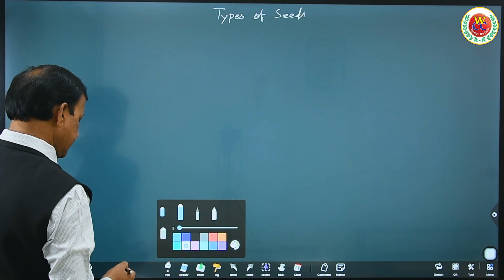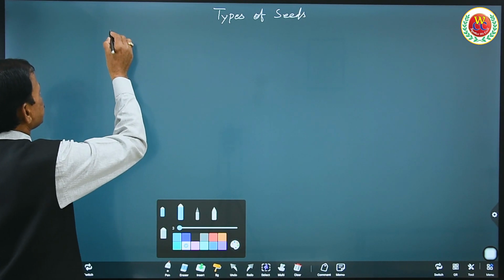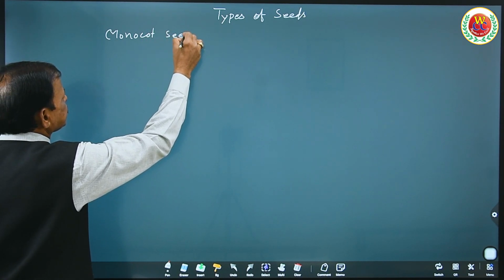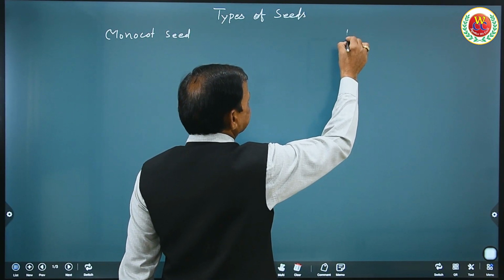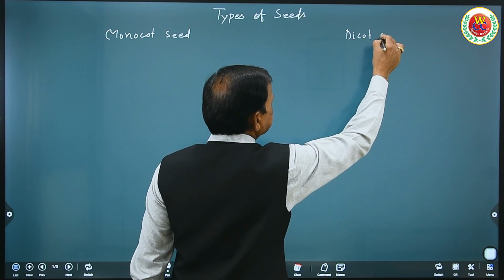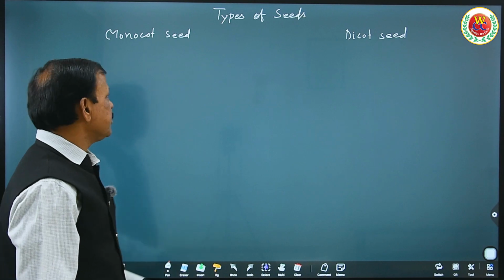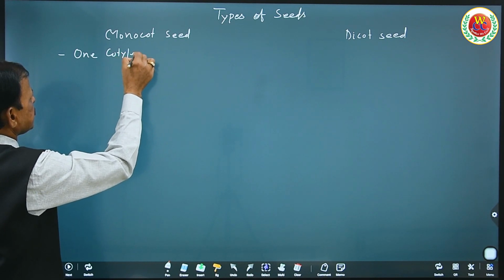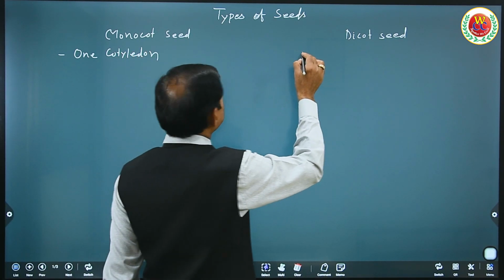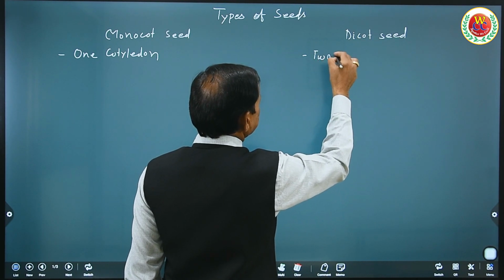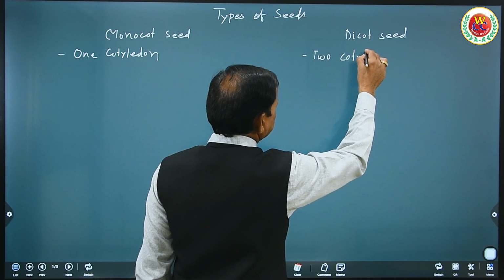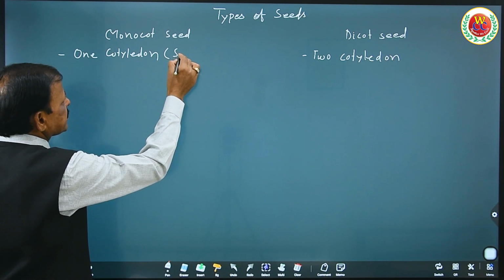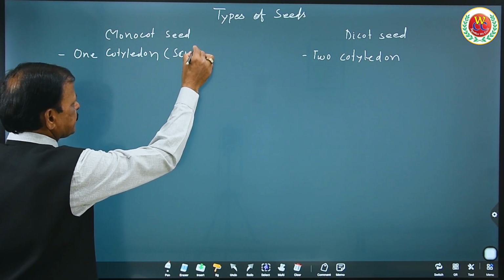As you know, seeds are of two major types, monocot seeds and dicot seeds, on the basis of the presence of one cotyledon or two cotyledons. In monocot seed, one cotyledon is present, and in dicot seed, two cotyledons are present. This one cotyledon which is present in monocot seed is a reduced cotyledon, that is scutellum.